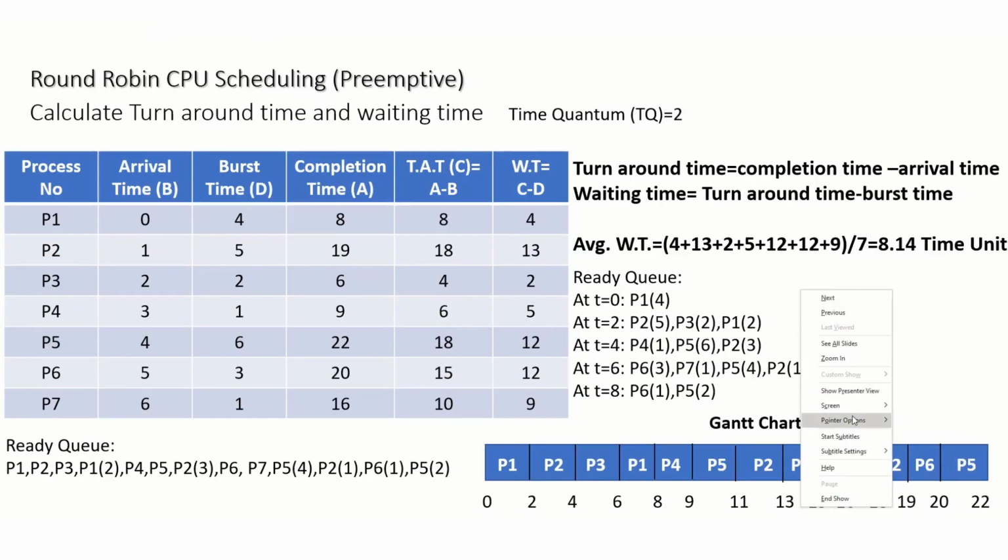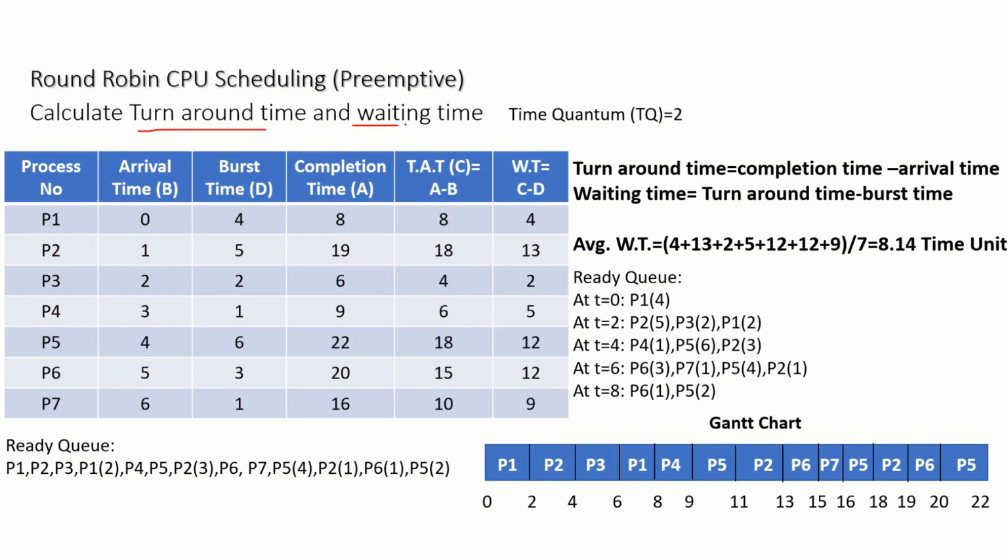Now we'll solve one more problem based on round robin. Here again we have to calculate the turnaround time and waiting time. The time quantum given is 2. Processes are given, P1 to P7, with arrival time and burst time, and we have to calculate completion time, turnaround time, and waiting time.